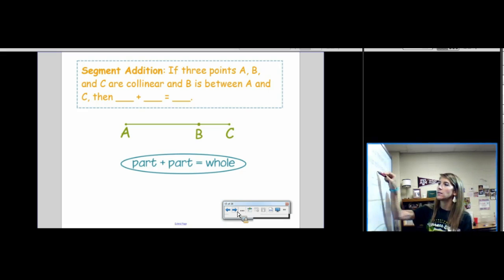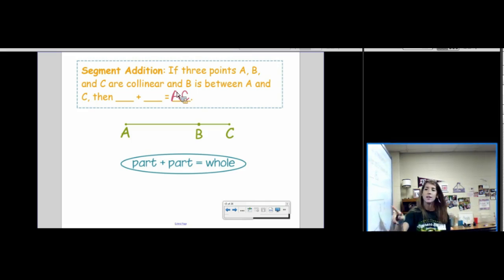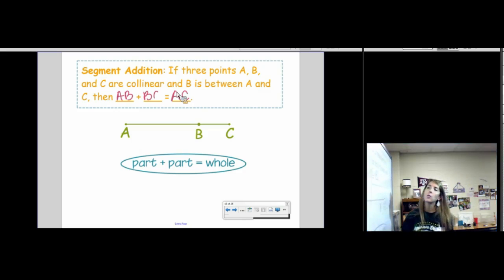I'll give you a hint. It's going to equal the whole thing. What can I add together? Which segments can I add together and equal AC? A, B, good. And then I like to leave off to start where I left off. So AB and BC. Yep. Then AB plus BC equals AC.